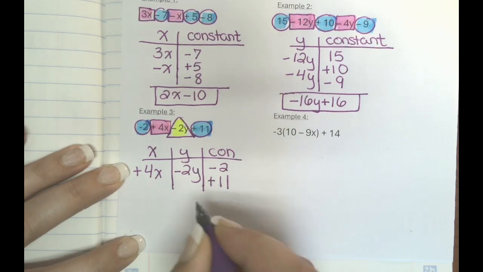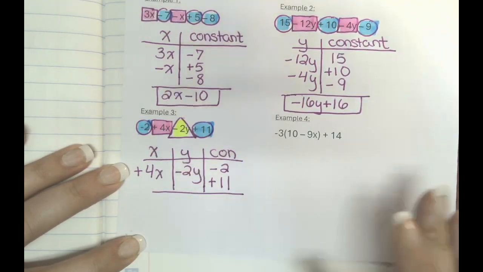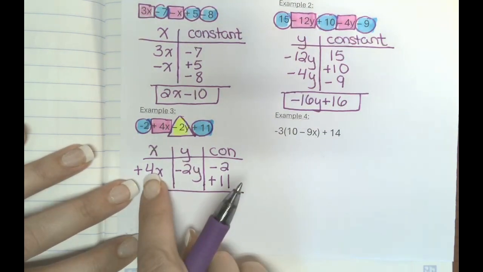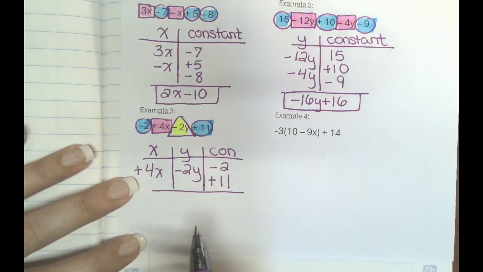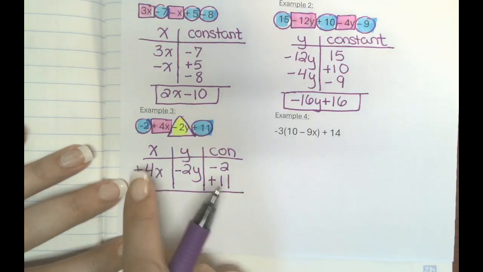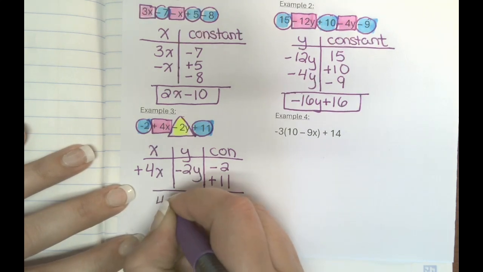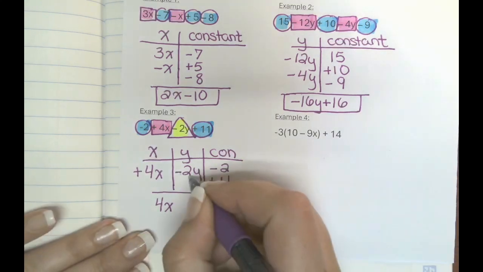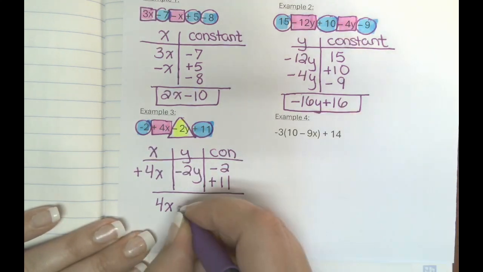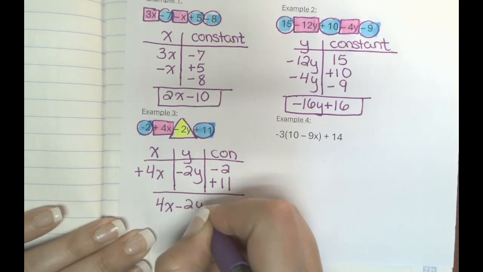And then we can combine these, add them up. I'm not adding anything to this positive 4x, right? So I basically just carry that down. And I don't need to write that plus sign out in front because if a number is positive, you don't need to put a plus sign in front of it. So that's part of like simplifying is getting rid of stuff you don't need. There's nothing to combine with the negative 2y, so just carry that down.